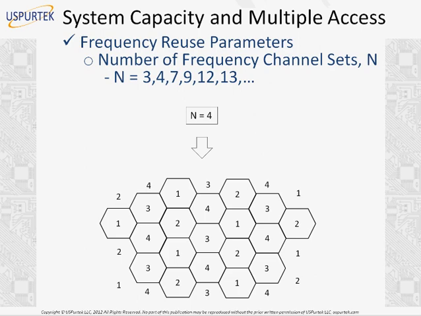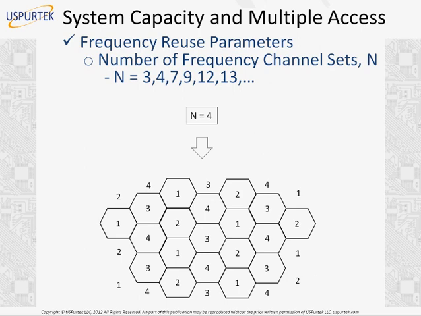Now there are a few parameters we need to consider here when we do frequency reuse. First of all, the number of frequency channel sets, which we call N. There are only certain numbers which can be used for regular repeat patterns, hexagonal patterns. Like you could use N equals 3, 4, 7, 9, 12, 13, and so on. Now this example is N equals 4, where the whole frequency spectrum available to us is divided into 4 sets. And we repeat the frequency from 1, 2, 3, 4, and so on.